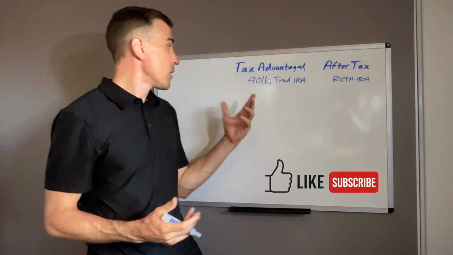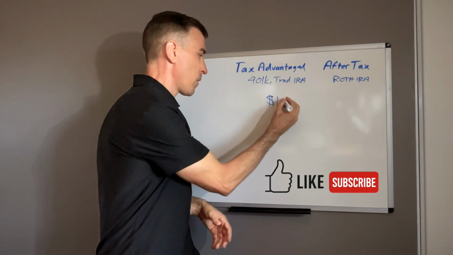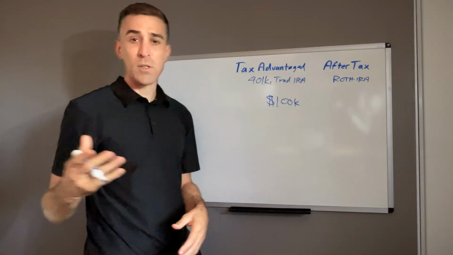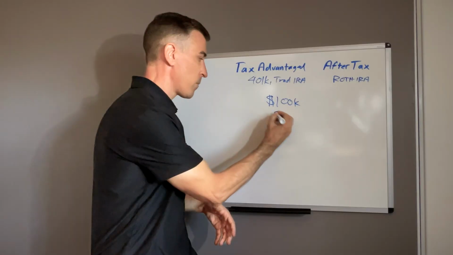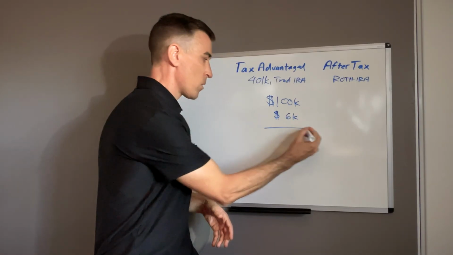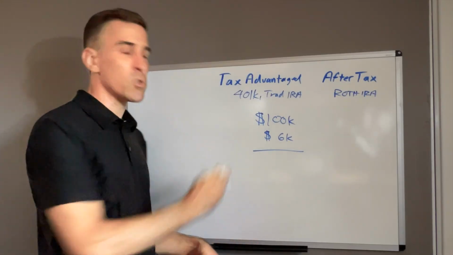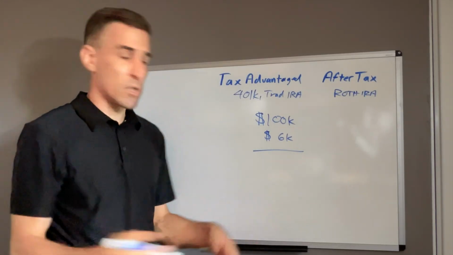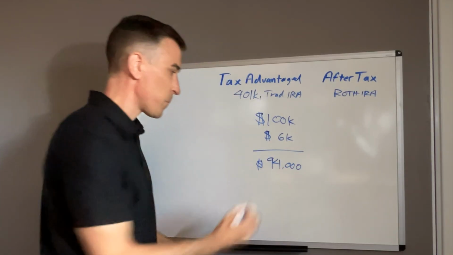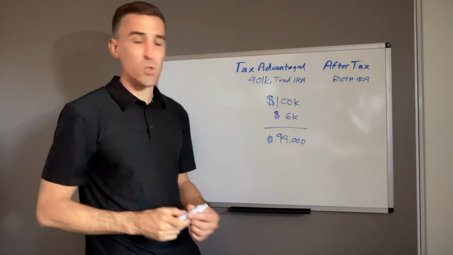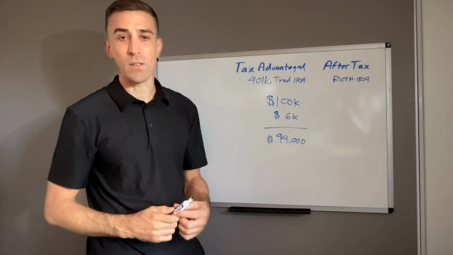So for a tax advantage account, let's say you earn $100,000 a year and you contribute 6% of your income to your retirement account. That means that at the end of the year, your taxable income is going to be reduced by the $6,000. So it is going to be $94,000 that you are going to owe to the IRS. That is the tax advantage. You've reduced your taxable income by $6,000.